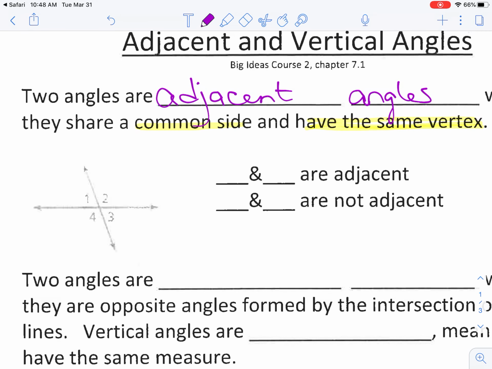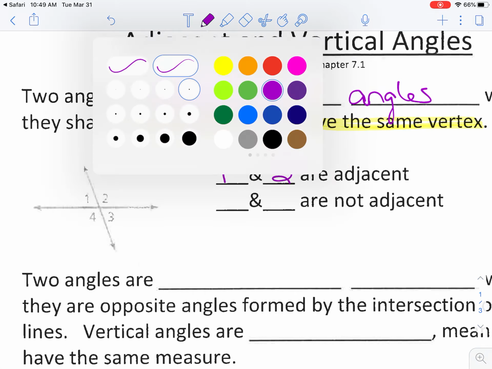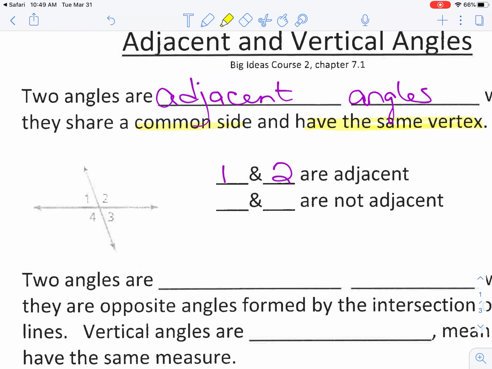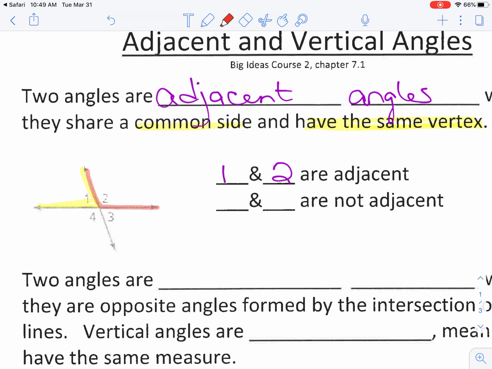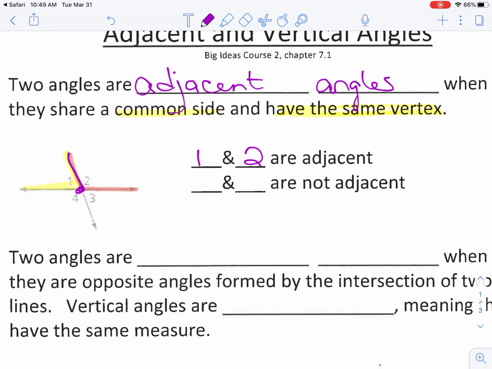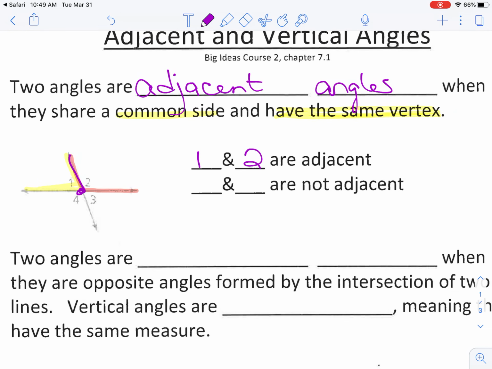Looking at this diagram over here, we can see that angles 1 and 2 are adjacent. If you look at angle 1, it's right here. Angle 2 is right here. They share a vertex, and they also share a common side. So those would be adjacent.